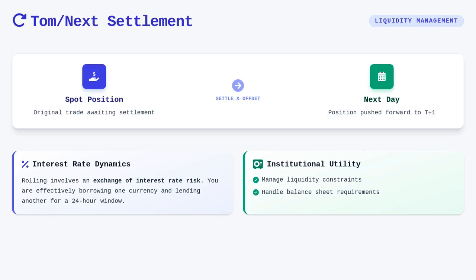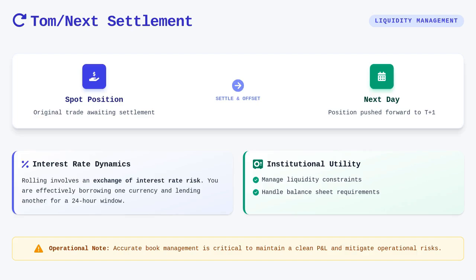While this seems like a simple trade, it involves an exchange of interest rate risk, as you are effectively borrowing one currency and lending the other for that day. Managing these roles accurately within your books is essential for maintaining a clean P&L and avoiding unexpected operational risks.